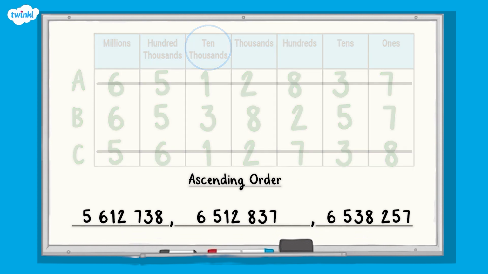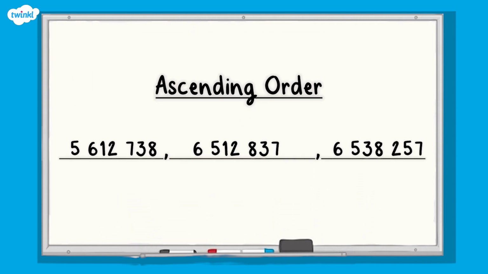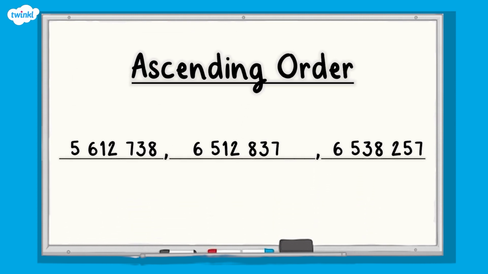In ascending order, the numbers are 5,612,738, then 6,512,837, and finally 6,538,257. Now it's your turn. You're going to put three numbers into descending order. Remember that descending order means from greatest to smallest. Pause the video when you are ready.